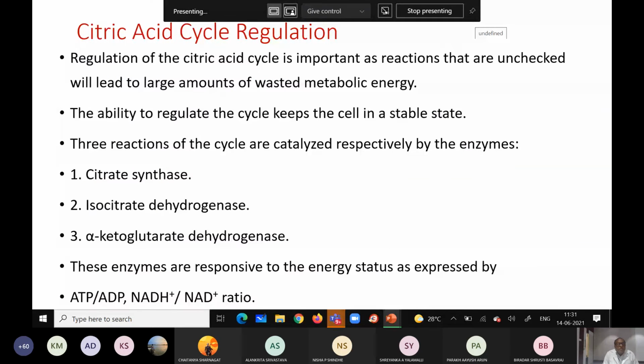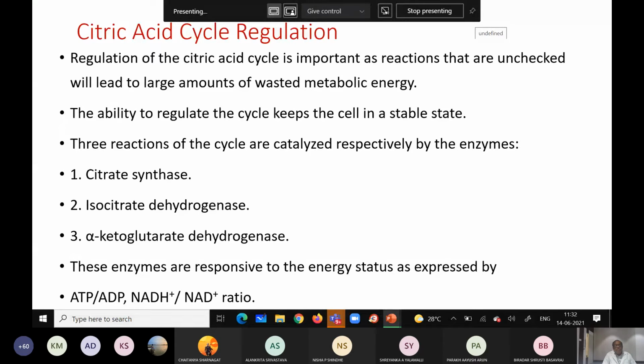This regulation of the citric acid cycle is very vital, because if it is not checked, it may lead to the accumulation of a large amount of energy, or a large amount of energy will be wasted. So to curb the wastage of metabolic energy, it should be regulated, and it will be regulated at different steps.